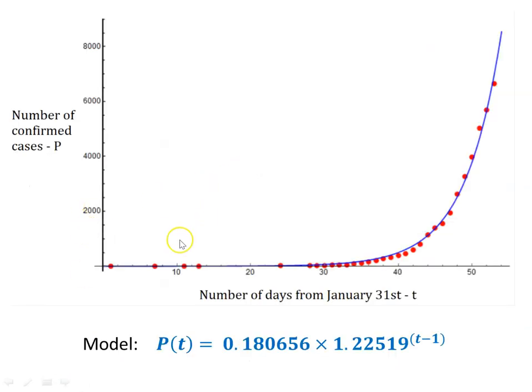So let's plot what we have, and using a mathematical package, with all these points here, we can fit a curve to them. And here's our curve. We can use a mathematical or statistical package to do that. The blue curve here is given by this mathematical equation: the number of confirmed cases is this value times this to the power of t minus 1, where t is the day number across the bottom here.